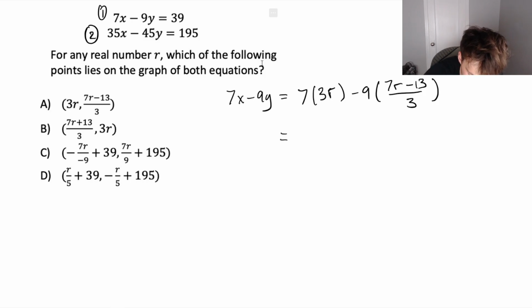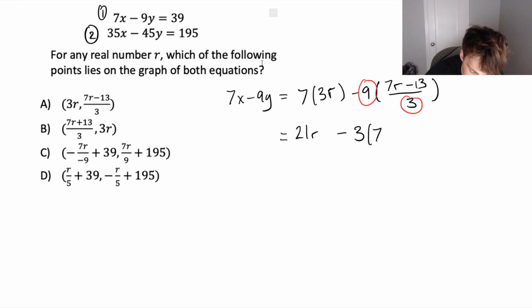So this gives us 21r minus, we can see that we have a 9 and we have a 3, so we can just do 9 divided by 3, right? Which is just going to be 3.